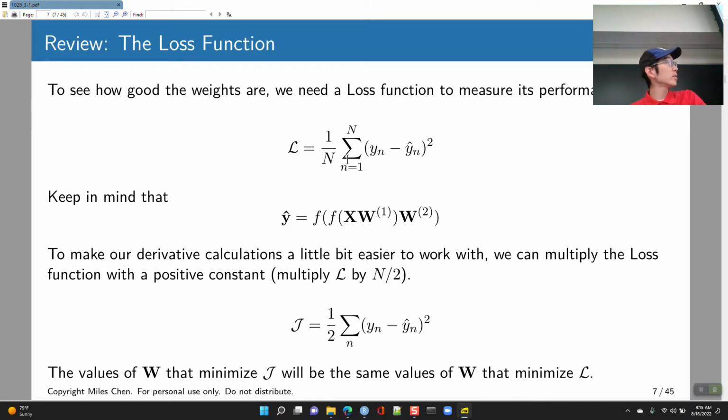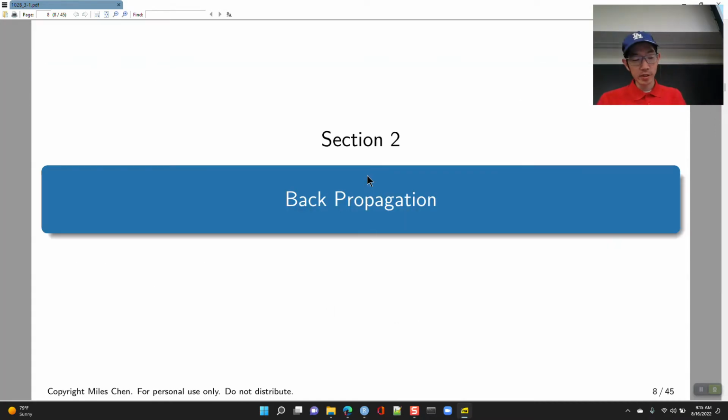by n. Now, just to simplify a little bit of work later, I'm going to multiply L by n over 2, and I'm going to get J, which is pretty much the exact same thing, except it's just 1/2 of the sum of squared errors. Whatever values of W1 and W2 minimize this will be the exact same values that minimize L, because they're the exact same function, just separated by a constant.